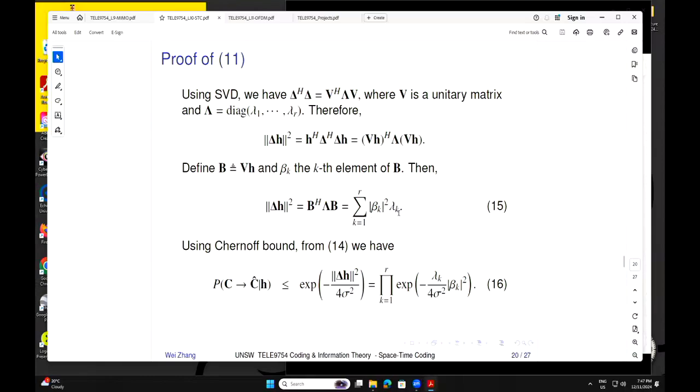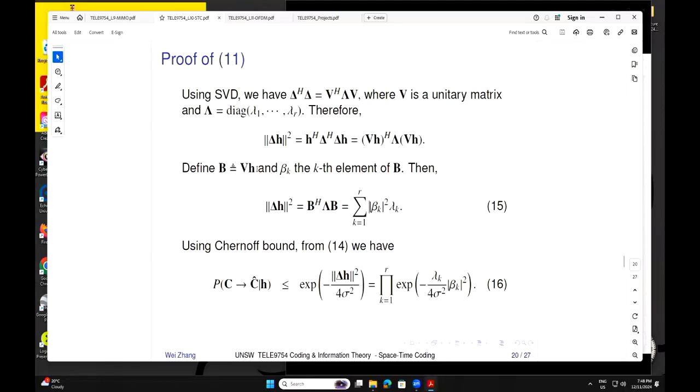And this one, if you look at equation 15, on the lambda k here, what's lambda k? Lambda k is the singular value, this is SVD. SVD means singular value decomposition. So lambda is the singular values of this codeword difference matrix. These are constant, so lambda is constant. So with this constant, what is B? The beta. Look at here, B equals VH.